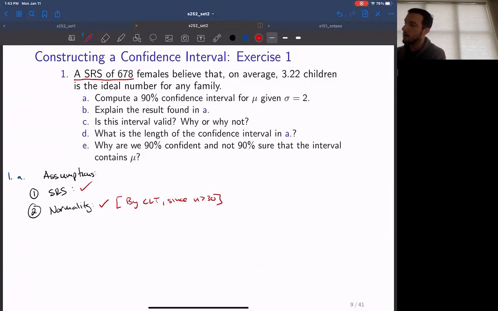Okay, now we want to construct a confidence interval. So on step 1, we will have 1 minus alpha is equal to 0.90. So we want a 90% CI, which means 1 minus alpha is equal to 0.9 by definition. So that means that alpha is equal to 0.1.